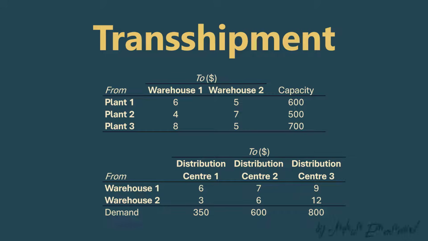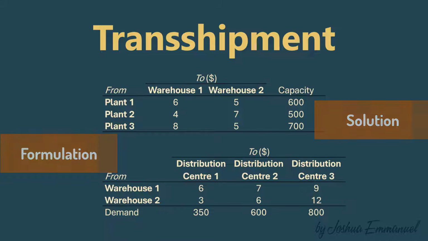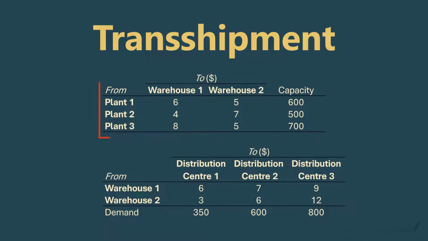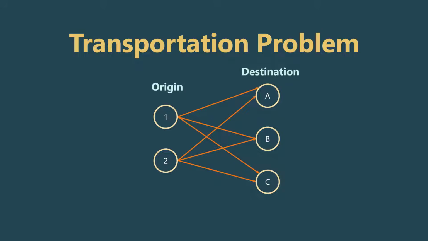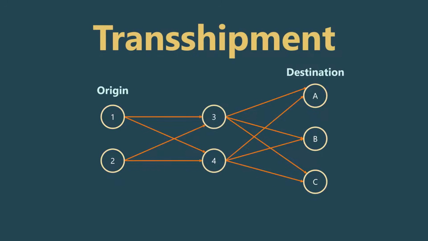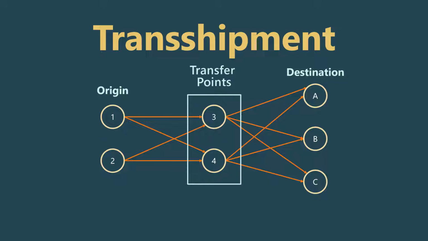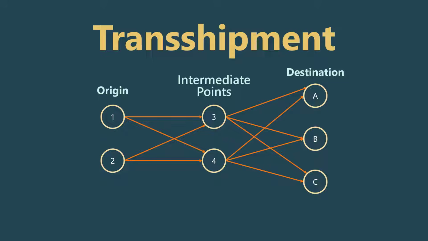In this video, I will be formulating and solving this transshipment problem involving shipping items from 3 plants to 2 warehouses, and from those 2 warehouses to 3 distribution centers. In transportation problems, we ship directly between origins and destinations. But transshipment refers to shipping from origins through transfer points to final destinations. In essence, the transshipment problem is a transportation problem that has intermediate or transfer points inserted between origins and destinations.